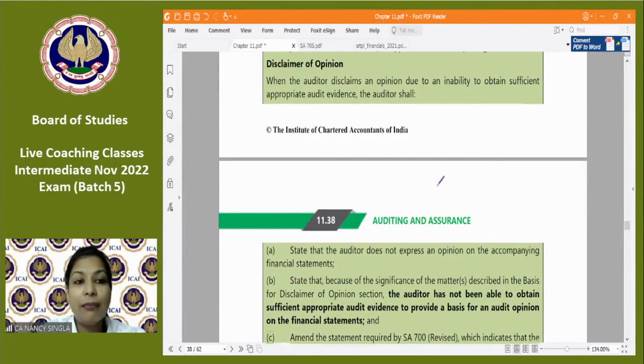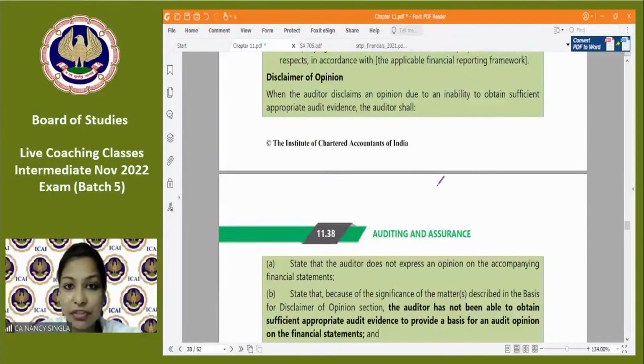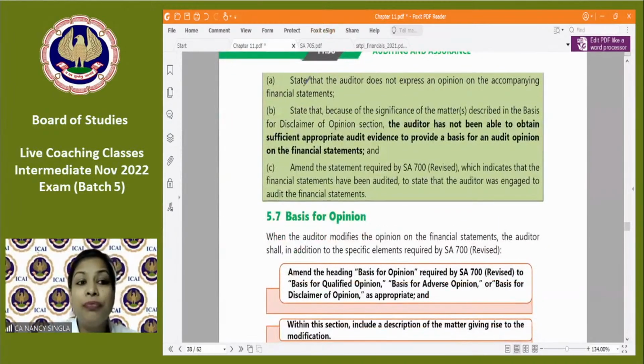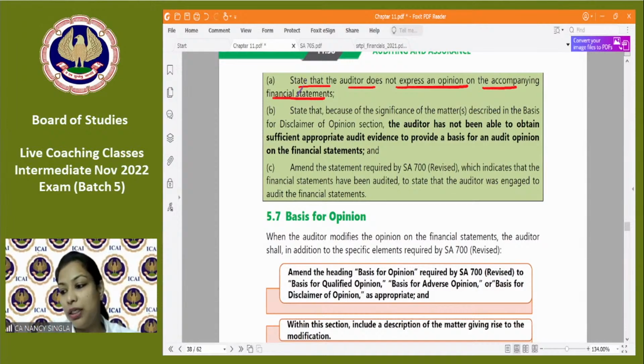डिस्क्लेमर में हमें क्या बोलना है, देखो डिस्क्लेमर का क्या मतलब है, see, disclaimer of opinion happens when the auditor is unable to obtain sufficient appropriate audit evidence. So when the auditor is unable to obtain sufficient appropriate audit evidence, he is unable to give an opinion, है ना. डिस्क्लेम तभी तो करते हैं ना कि मुझे नहीं पता, so he is not giving any opinion. ठीक है? So when the auditor disclaims an opinion due to inability to obtain sufficient appropriate audit evidence, the auditor shall, very very important, state that the auditor does not express the opinion on the accompanying financial statements. State that we do not express the opinion.